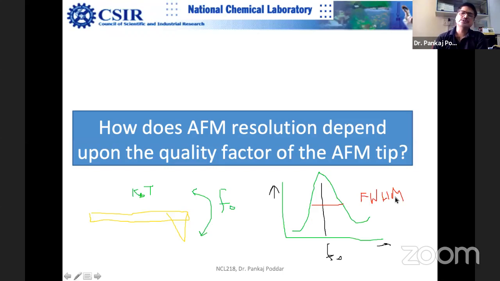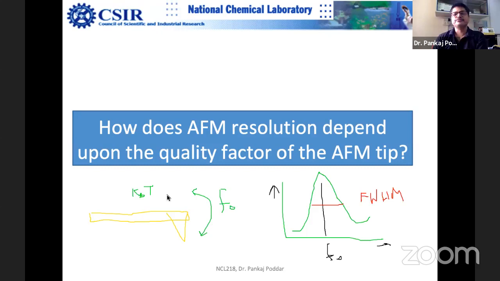Quality factor also depends upon the environment. If you are moving this tip in air, the air will apply its own drag, right? Suppose there is no air molecule, then this quality factor will be different. You can see this from your day-to-day experience, right? If you take any oscillator and move it in water, the frequency or amplitude will be different.